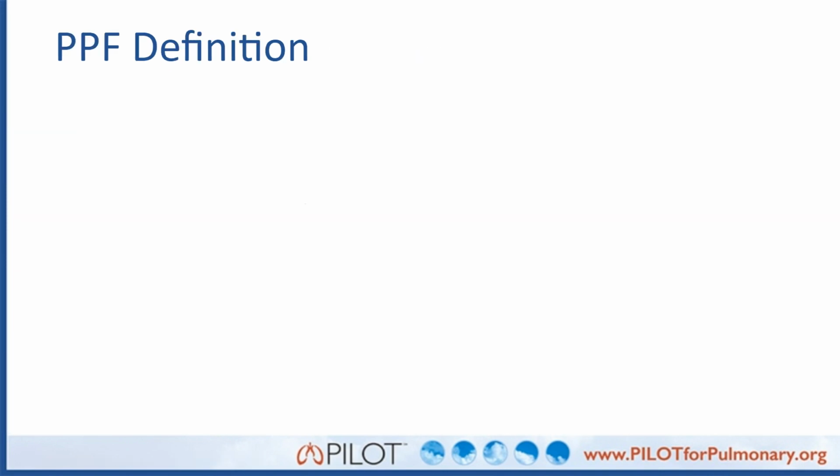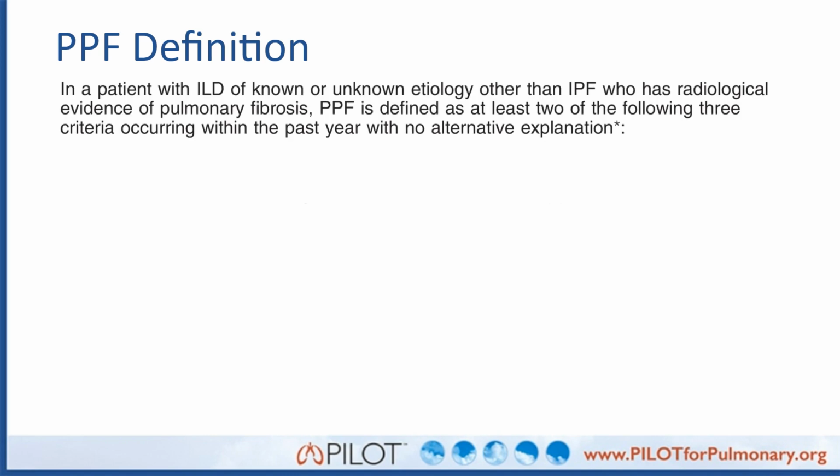So this is the definition of progressive pulmonary fibrosis, or PPF, that was proposed. So it really applies to a patient with ILD other than IPF who's had evidence of disease progression. And so they have to have at least 2 of the 3 criteria occurring within the past year with no alternative explanation. So the first is respiratory symptoms that are getting worse.